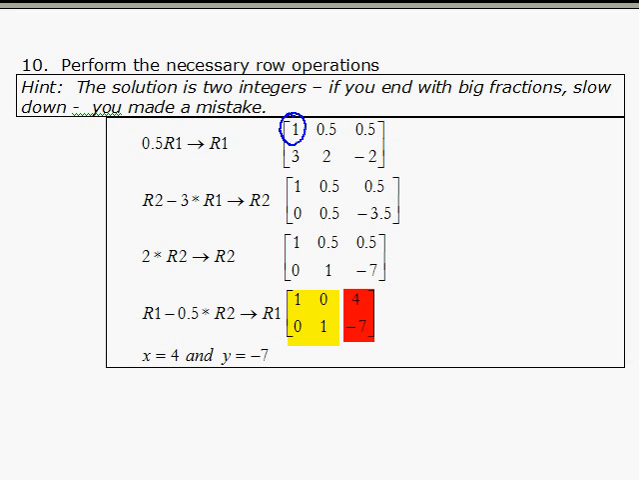Then you move down and you want to turn this 3 into a 0. Row 2 minus 3 times row 1. Store the result back in row 2. You get your 0 here. Alright, now I want a 1 over here. To get that 1, I just multiply by 2. So now I have my 1. Now go back up and eliminate the 0.5.